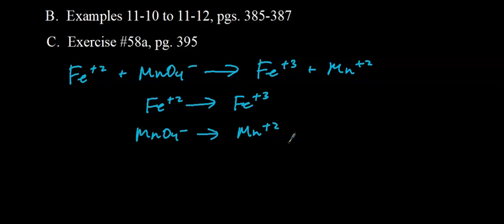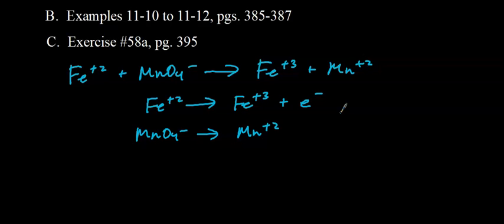+2 on the left, +3 on the right, a difference in charge of 1. So that means we need 1 electron. And we said that the iron is being oxidized. So remember, in an oxidation half reaction, the electrons that are being lost go on the right side. Confirm that the charge is the same on both sides. We have +2 on the left, +3 plus -1 is +2 on the right. Charge is balanced.